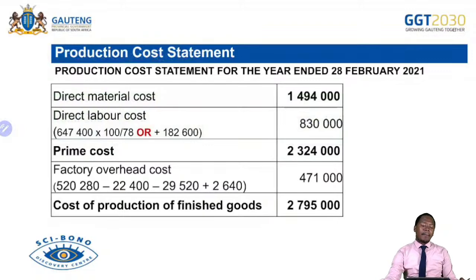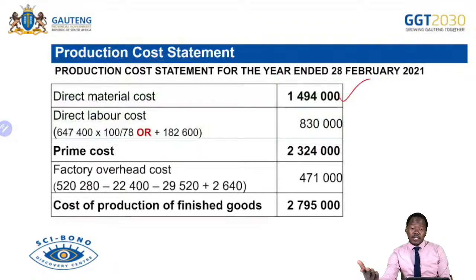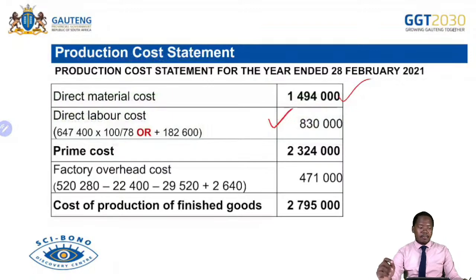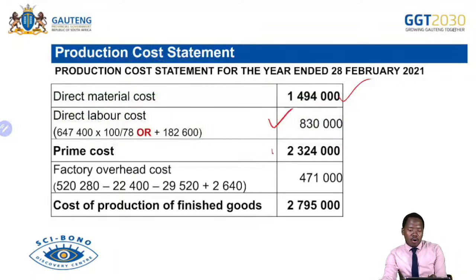This is now my complete production cost statement. Now, I have my direct material cost. We've talked about that. It was given to us. Material issued to production, plus my direct labor cost is what has been given to me. And then prime cost. And then I get my total of factory overheads. And then remember grade 12, they said there is no work in process at the beginning and at the end. So it means that if I add, then I get 2,795,000.